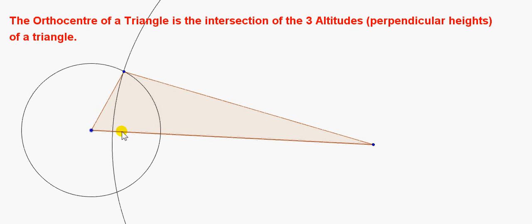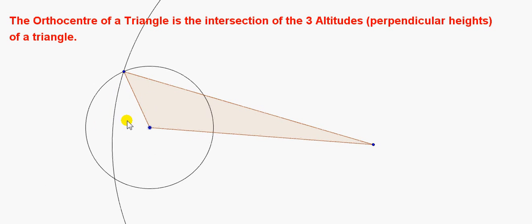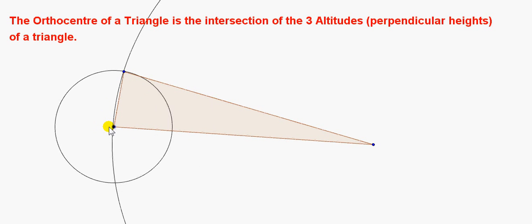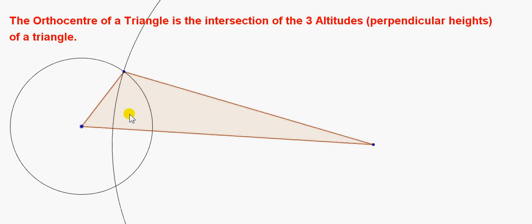Now in some cases the perpendicular height is not inside the triangle. Like if the triangle looks like this, then we would have to extend this side before we can draw down the perpendicular height. I won't do that now. I'll just show a perpendicular height that's inside the triangle.